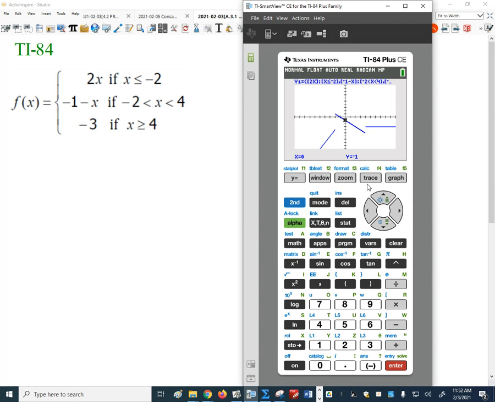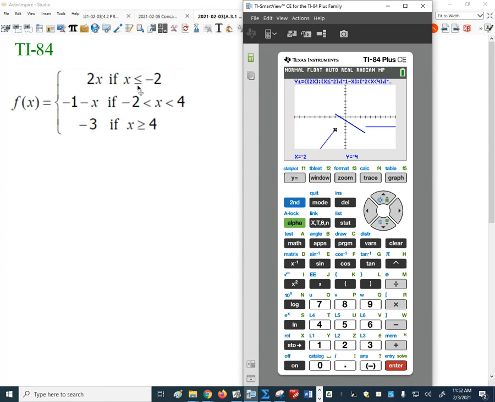There's a shortcut for this. Rather than having to go through that whole menu, I can just use trace. If I just push the trace button and I type an x value, like what about -2? And then I hit enter, it automatically jumps me down to that part of the graph. Well, when x is -2, y is -4, and look where it puts me. It puts me at the end point of my first piece, right?